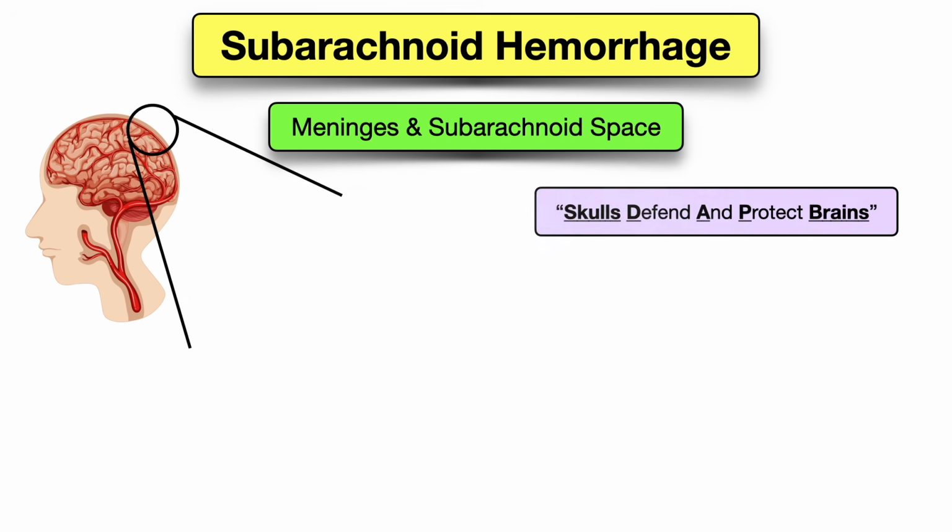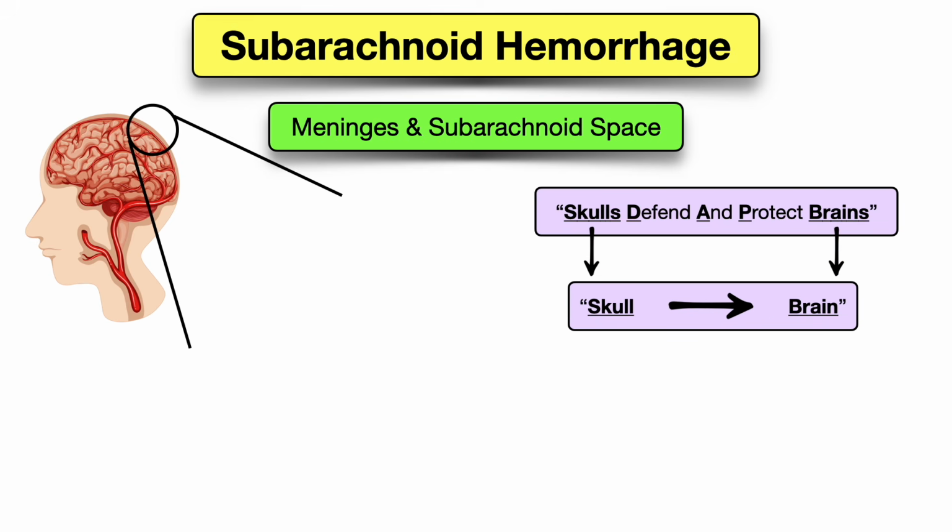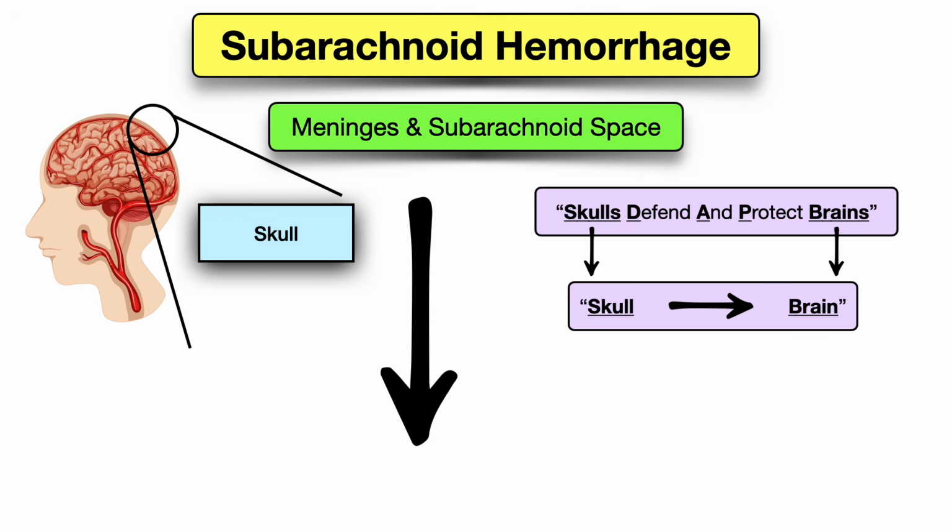The way to remember this is to use the mnemonic, "Skulls defend and protect brains." This mnemonic is perfect because it tells us to start at the skull and end at the brain. It also tells us the function of the skull and meninges is to defend and protect the brain. So the skull in the mnemonic tells us to start at the skull. Then we're going to move inward.